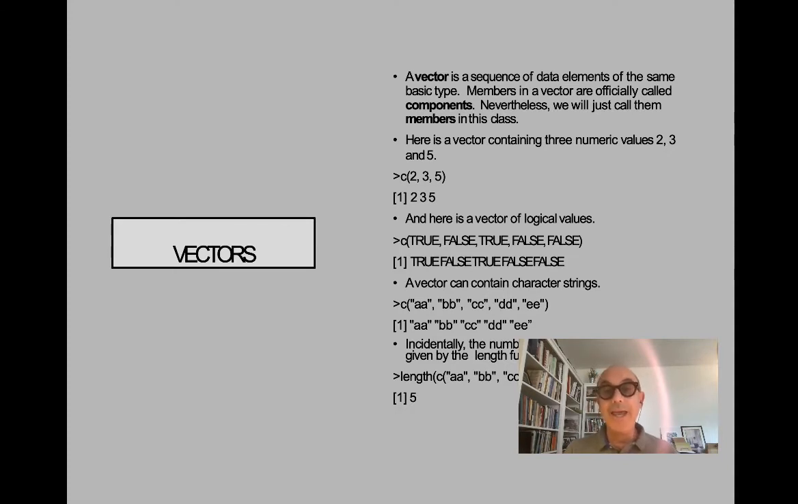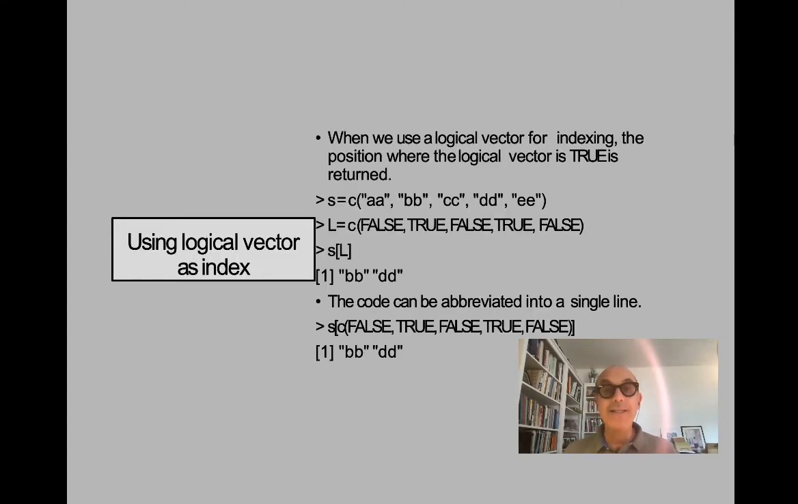string. And again, it can be AA, BB, CC, and those are the things that the vector, the logical values and the string can help us to communicate this data. When we use a logical vector as an index, the positions where the logical vector is true are returned. So in this case, this is how the code will apply and how it will display itself.